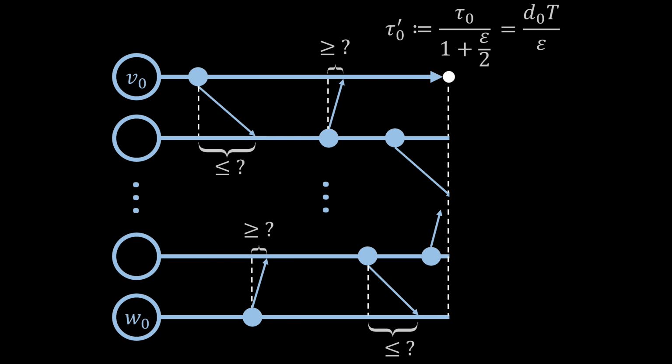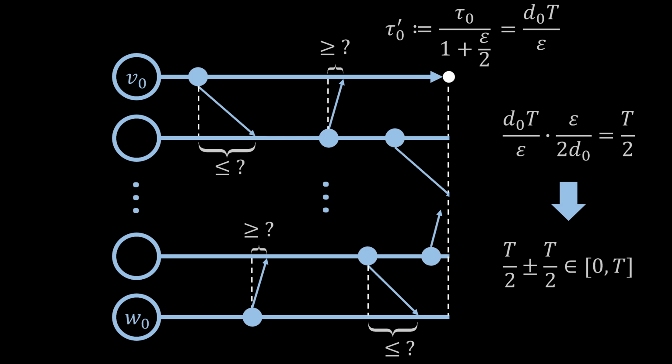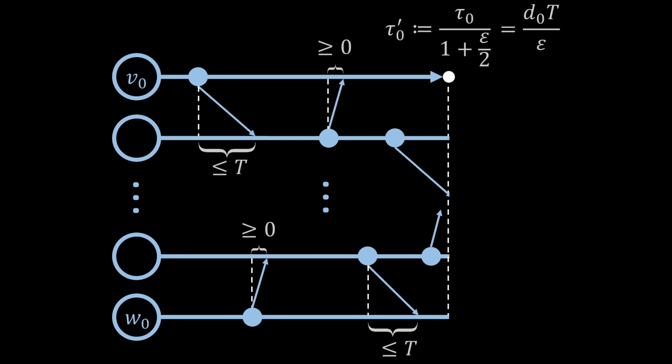The clock values of neighboring nodes drift apart at the difference of the clock rates, which is epsilon divided by 2 times D0, for D0 times t divided by epsilon time. We see that the difference at the end is half of t. So, every message delay must be adjusted by at most half of t in either direction, which implies that the new message delays are in the range 0 to t as desired. We conclude that it is a valid execution.